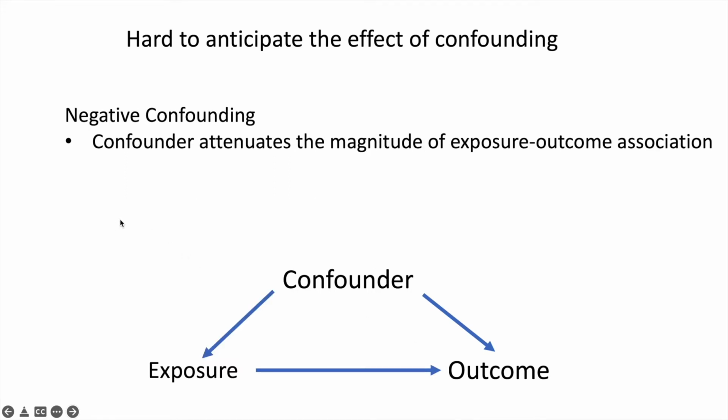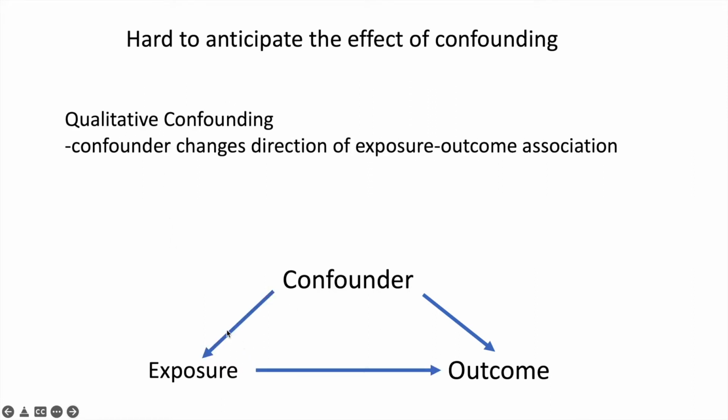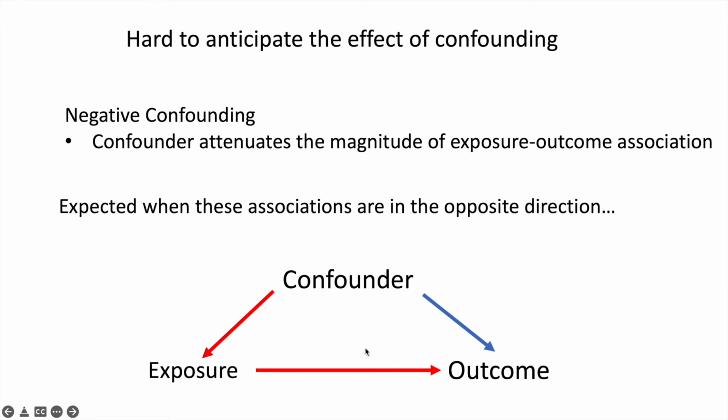The opposite is negative confounding, and that's when the presence of this confounder attenuates the exposure-outcome relationship. So this happens when they're in opposite directions. Let's just say the confounder and the exposure have a negative relationship, so when one goes up, the other goes down. And the exposure and the outcome have a positive relationship. When exposure goes up, outcome goes up. They're going to offset each other, and the presence of the confounder is going to attenuate this relationship, so make it seem less strong.